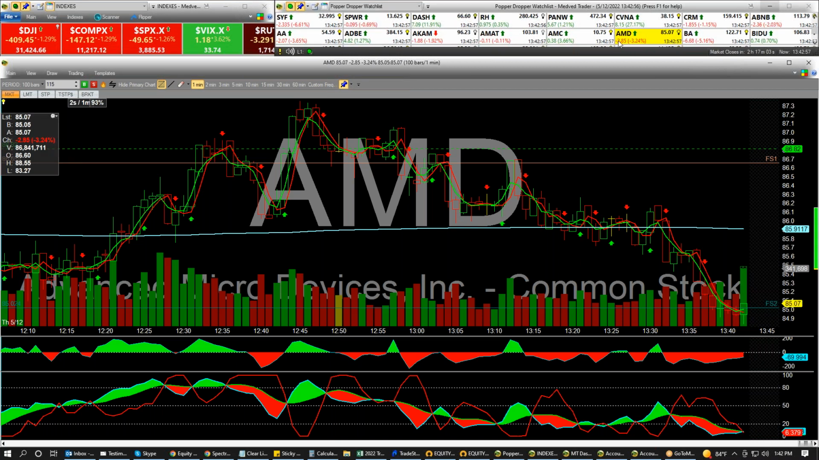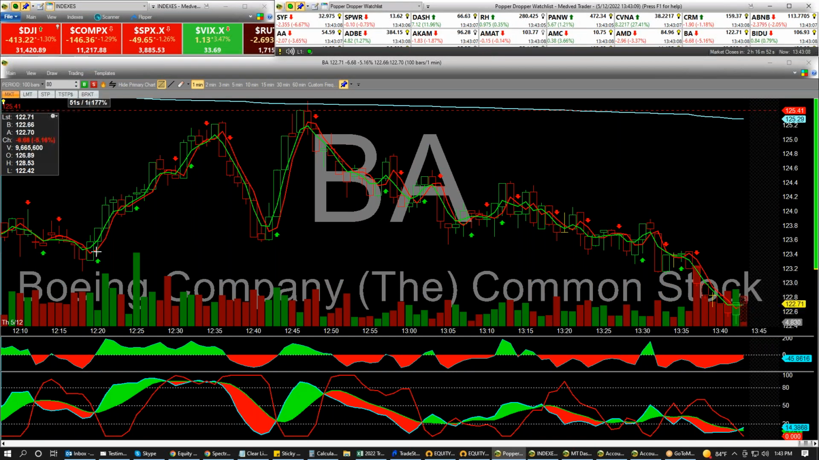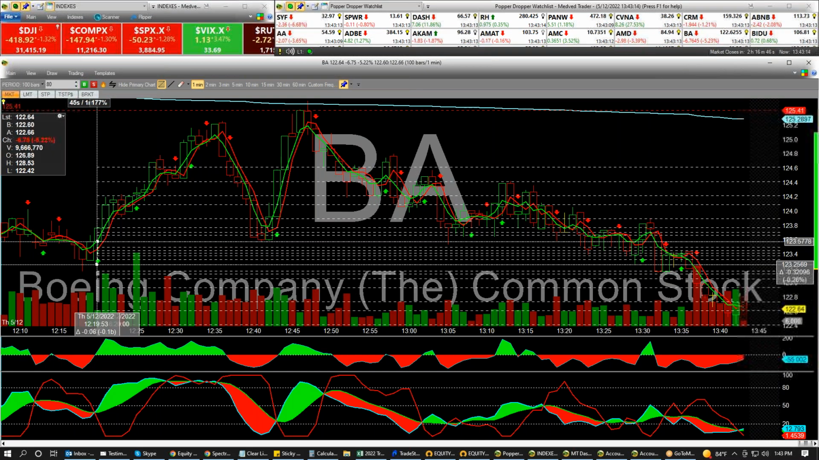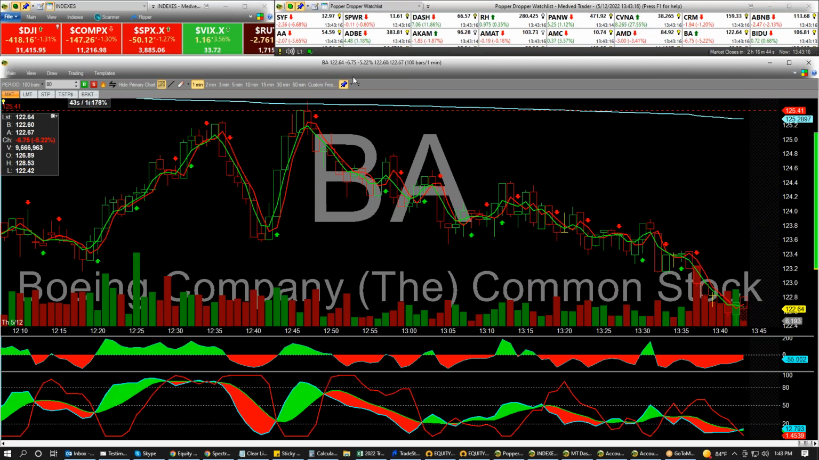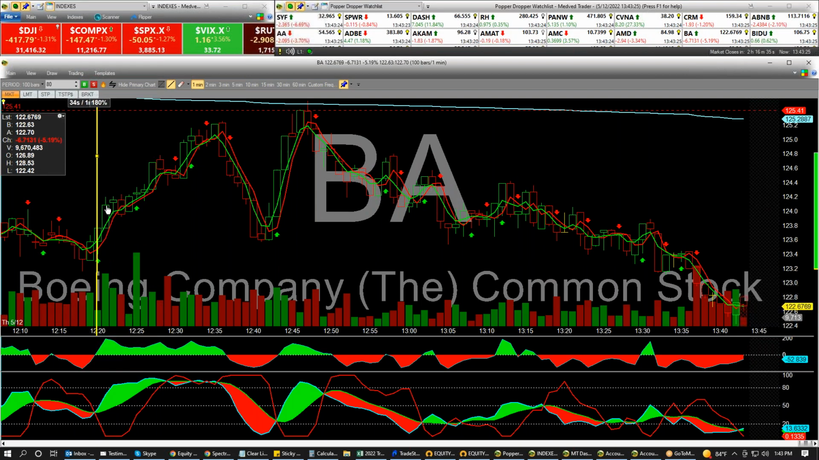Boeing. Let's look at Boeing. So here was earlier, arrow, and they both crossed over at the same time. So this was almost a perfect, they all lined up. Hold on, let's do it this way. Anyway, they all lined up simultaneously. That was a great entry point. Those are the best ones when they all line together.